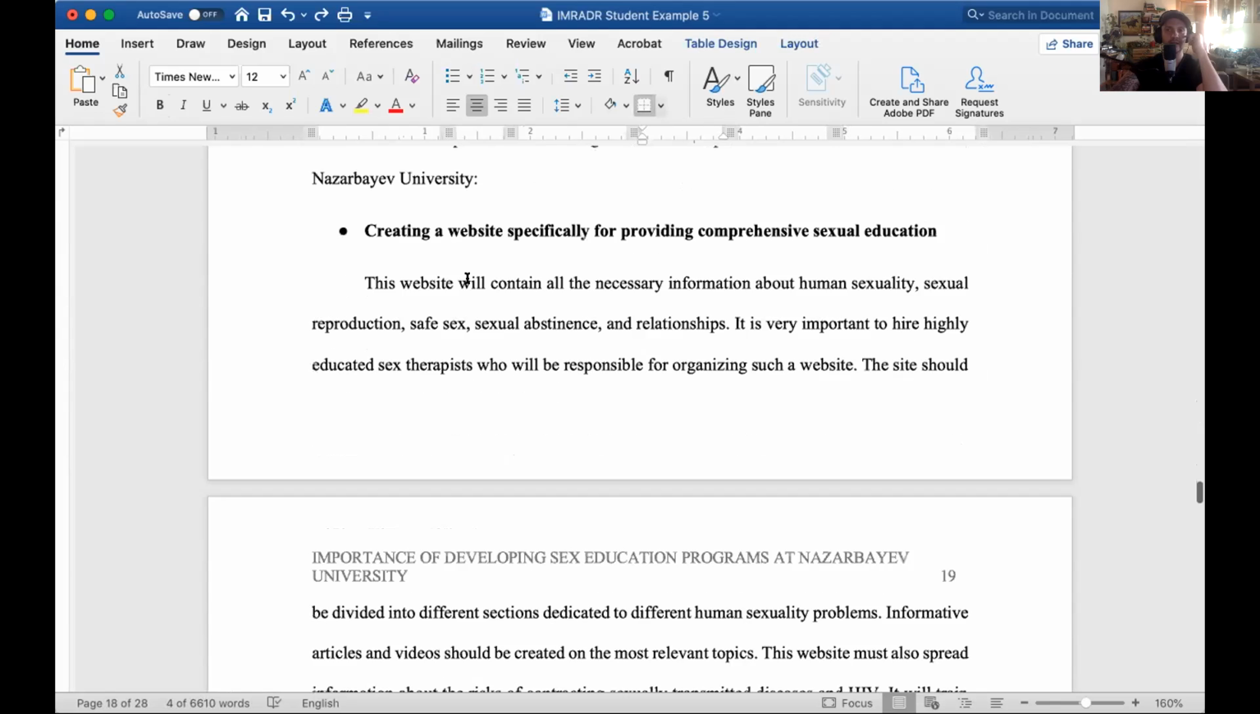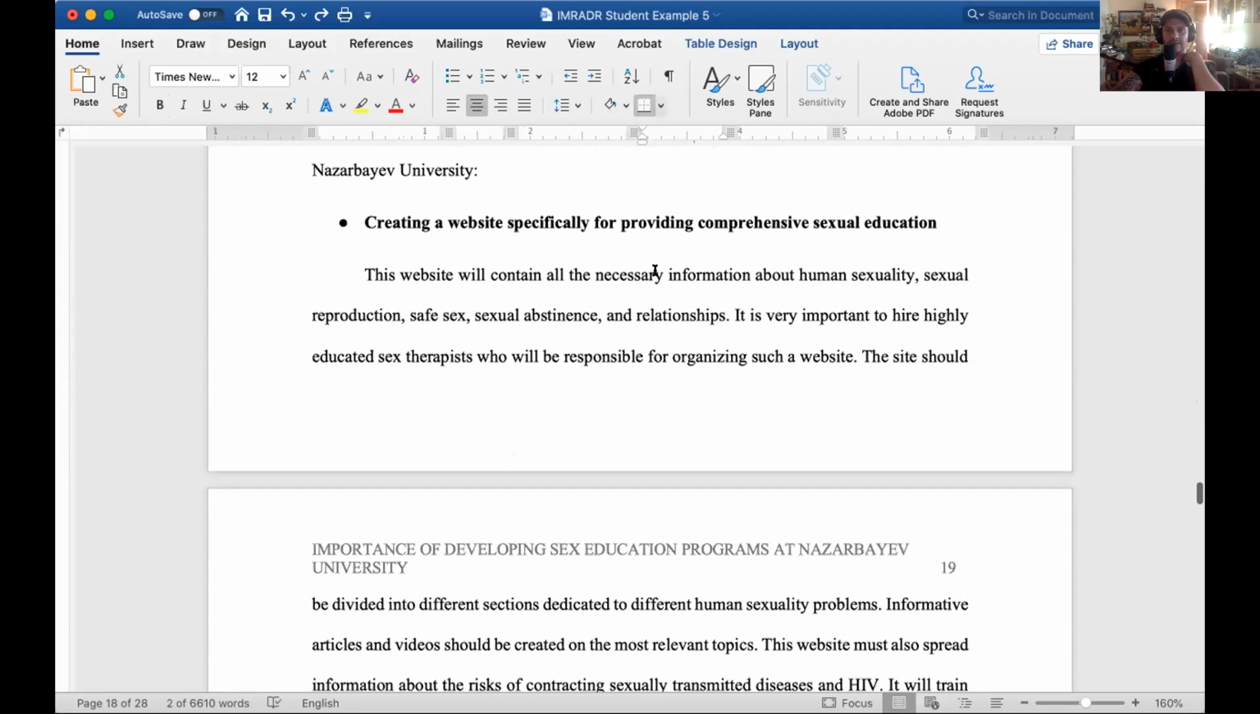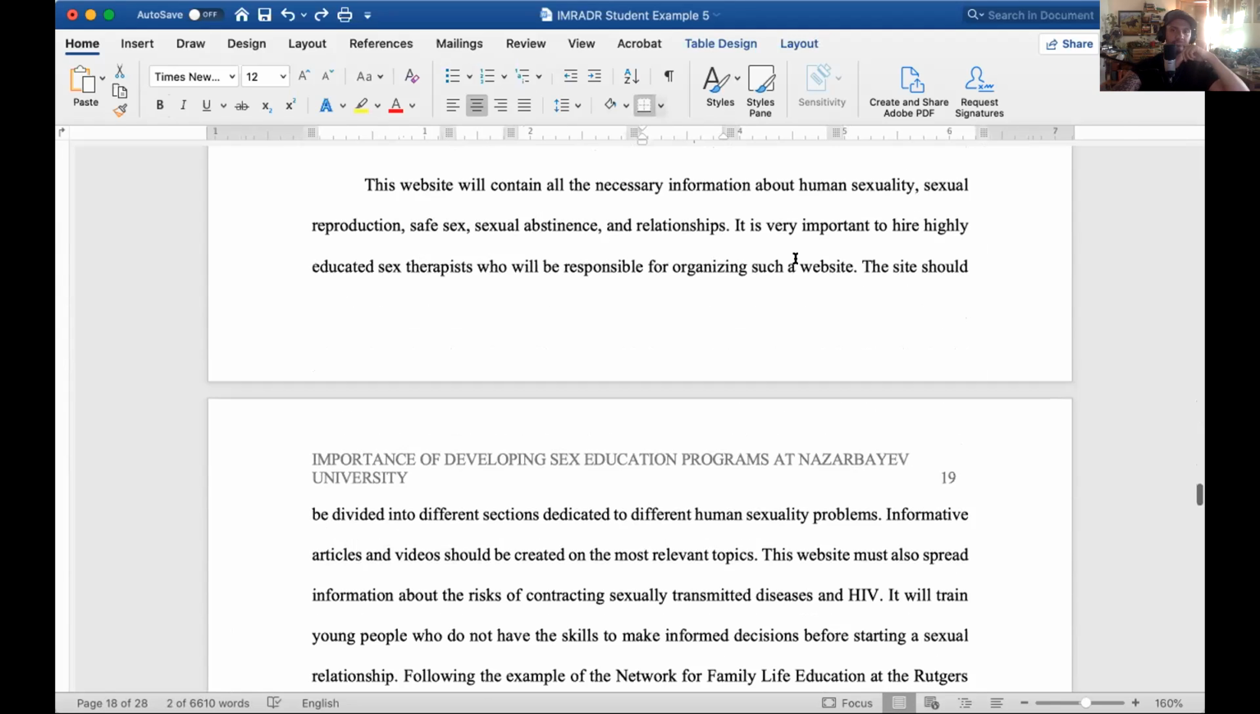Creating a website, okay, for comprehensive sex education. This website will contain all necessary information about human sexuality, sexual reproduction, safe sex, sexual abstinence, and relationships. All right. It is very important to hire sex therapists who are responsible for organizing such a website.